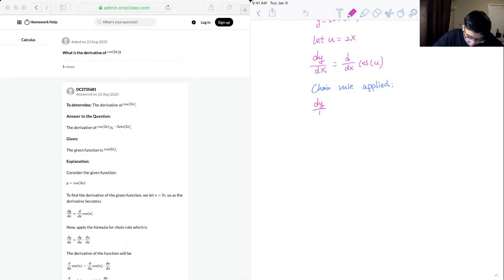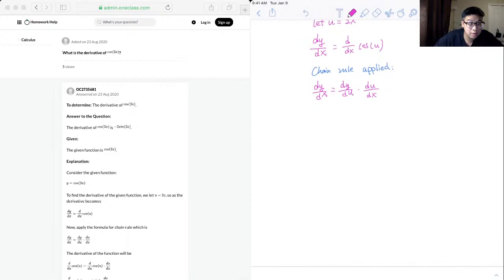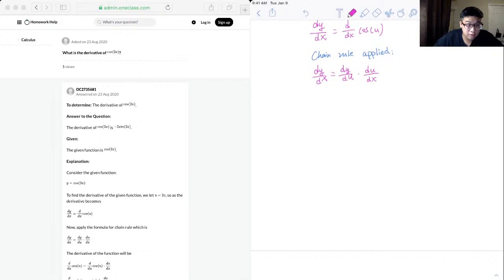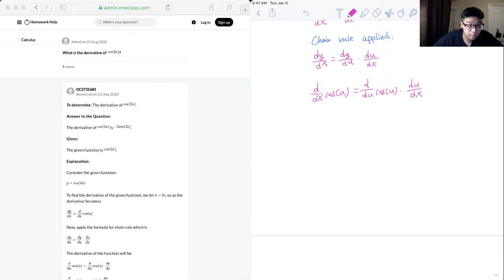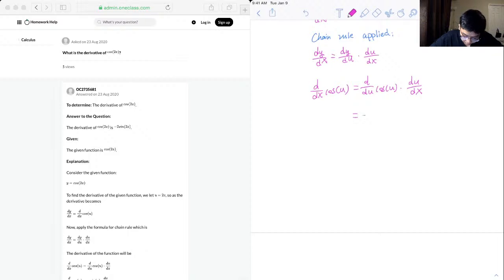Chain rule: we'll have dy/dx equal to dy/du times du/dx. Right. So the derivative of the function will be the derivative of cosine u, which is going to be negative sine u, times du/dx.